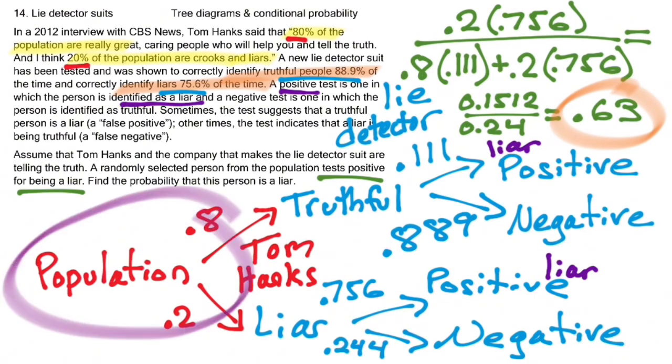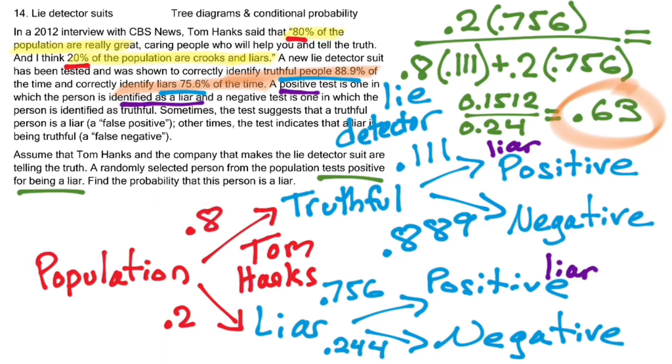It starts with the first branch of the tree diagram. Tom Hanks, up in yellow up here, just an actor if you don't know who he is. 80% of the population are great people that are telling the truth. 20% are crooks and liars. So 80% of the people in this tree diagram are telling the truth, 20% are liars. And this is the assumption from Tom Hanks.